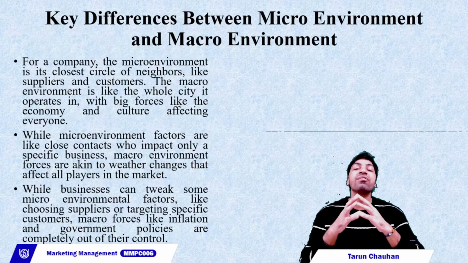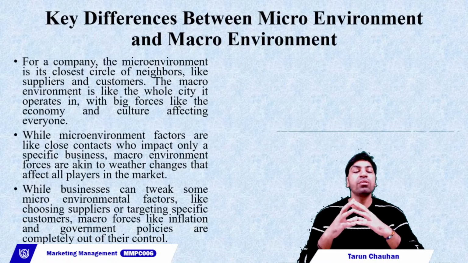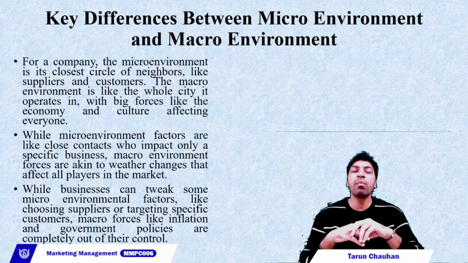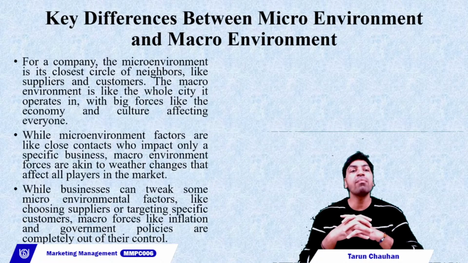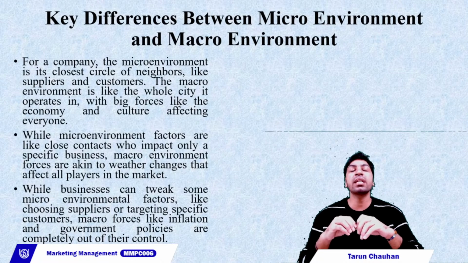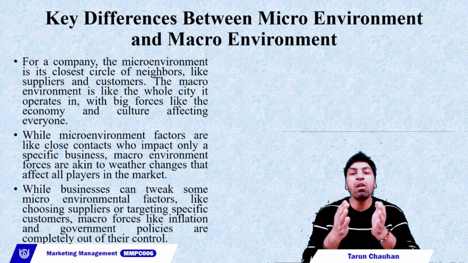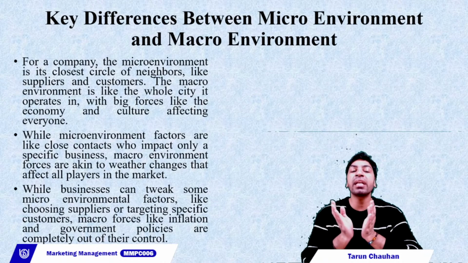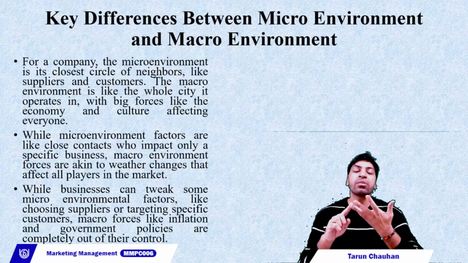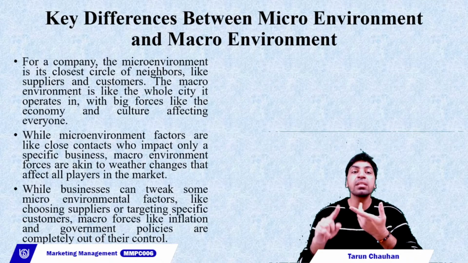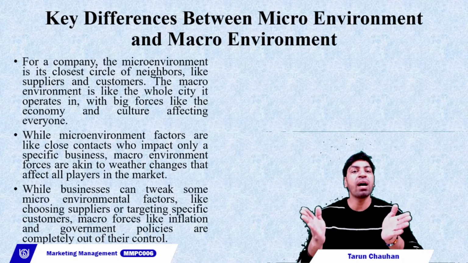So these are the key differences between the micro environment and the macro environment. From the company's perspective, the micro environment is the closest circle of its neighbors, and whatever forces are involved just surround that particular circle only. It could be the suppliers, the customers, the competitors, the resellers, etc. That is the micro environment.